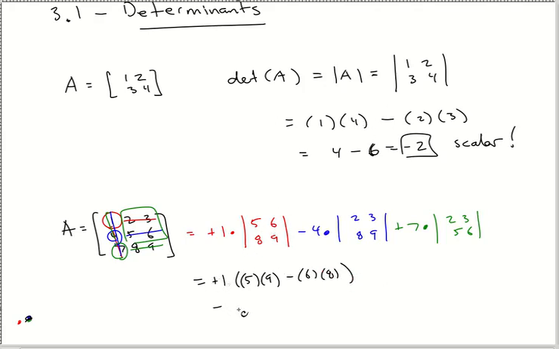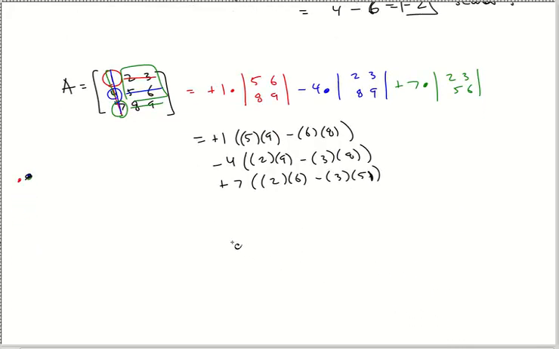So that was a positive. Now a negative 4 times, and then here we have 2 times the 9, and then minus 3 times the 8. And then a plus 7 times 2 times the 6, minus 3 times the 5.